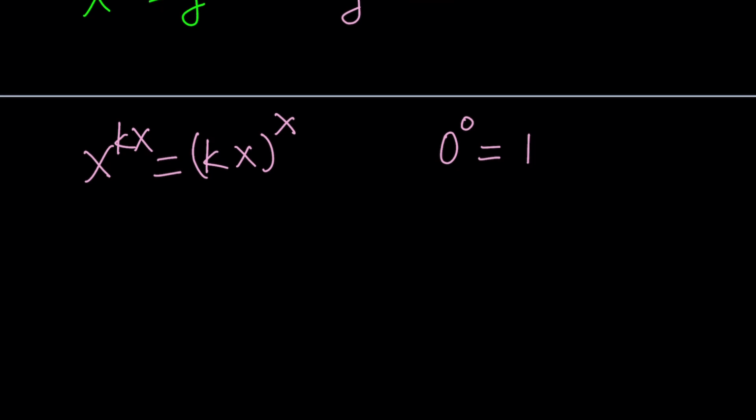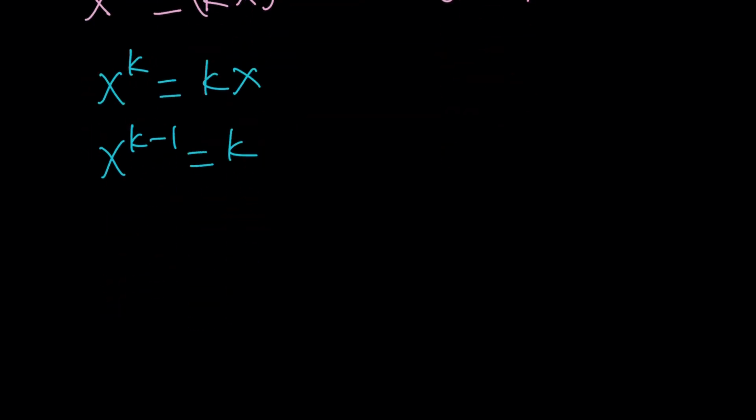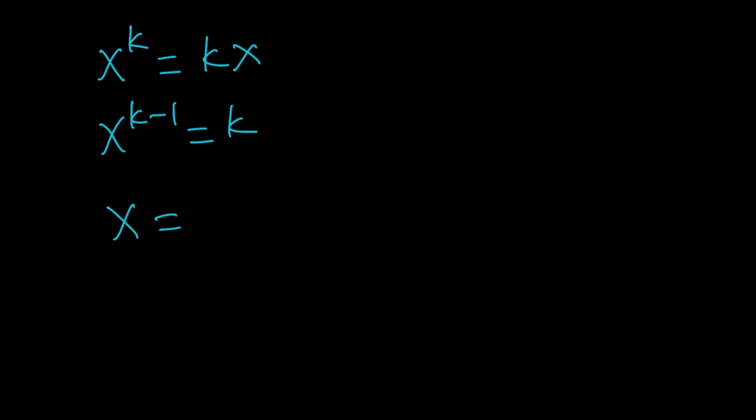What happens if x does not equal 0? Then we're allowed to cancel out the x's, can't we? We can go ahead and get rid of these x's. If x does not equal 0, then we can write this as x to the k equals kx, divide by x, x to the k minus 1 equals k, and then raise both sides to the power 1 over k minus 1. And you get x in terms of k, which is k to the power 1 over k minus 1. Okay, great. So now, this gave us x, but what about y?